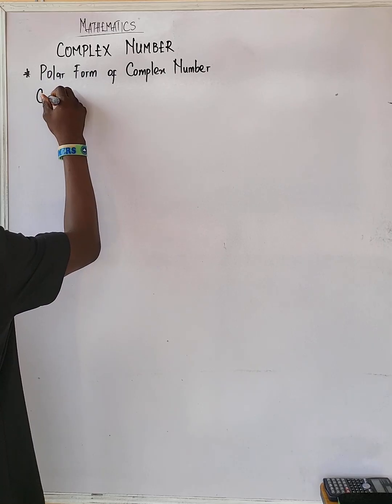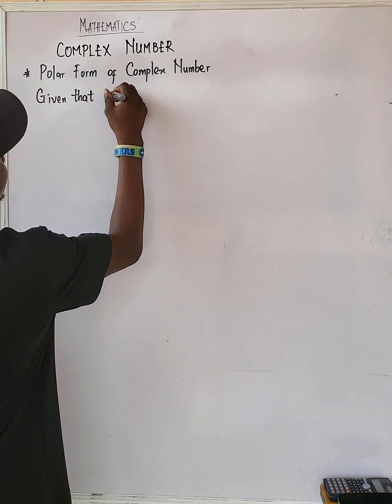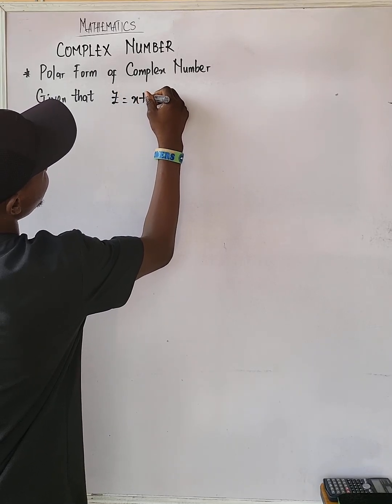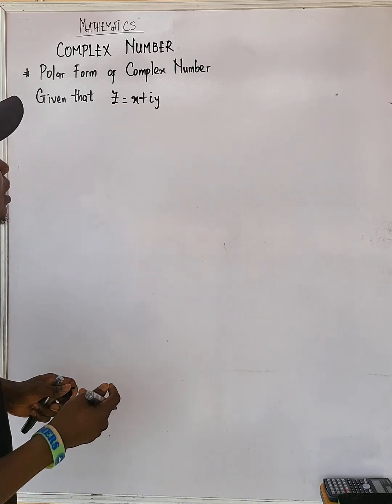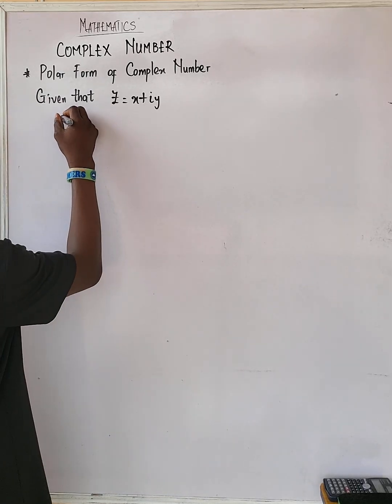Now, given that we have z equals x plus iy. Let's first draw the Argand diagram of how it looks.